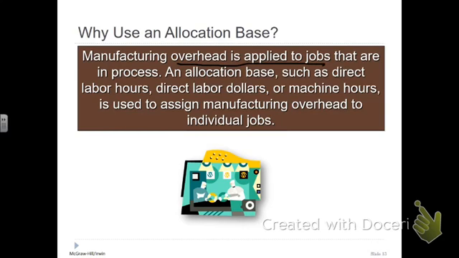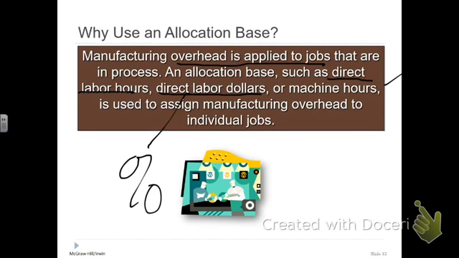We're going to use some sort of allocation base, such as direct labor hours, perhaps labor dollars. If you see labor dollars, it's usually as a percentage. Or sometimes it'll be machine hours. Could be a whole bunch of other things. We'll talk about other cost drivers in a later chapter. Those are the big ones that we're going to use here early on: direct labor hours, direct labor dollars, or machine hours.